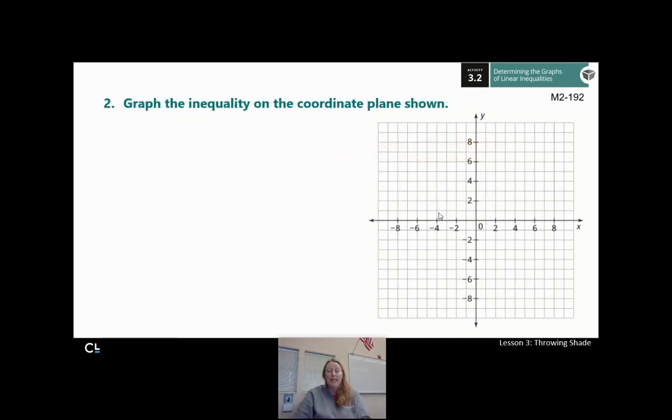So go ahead and graph it then. Now that you know you're supposed to be graphing a dashed line, here's our inequality. Go ahead and graph our dashed line. Hit pause, graph your dashed line, hit play when you're ready to check your work.